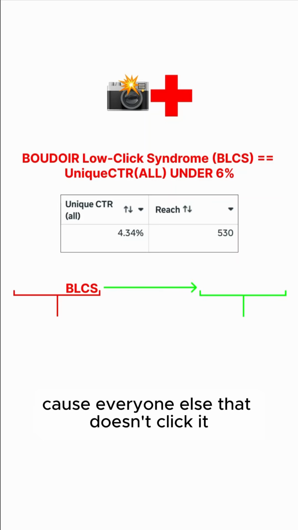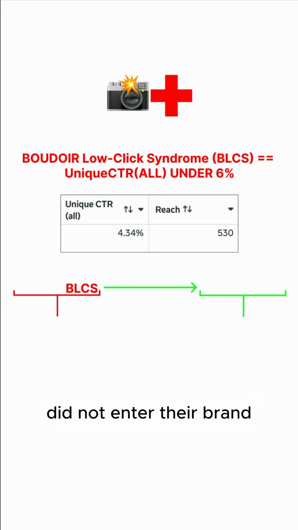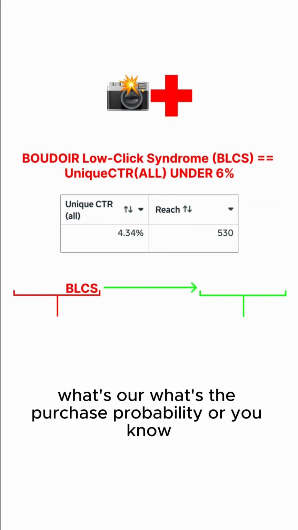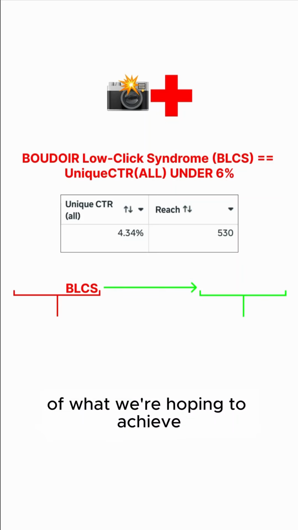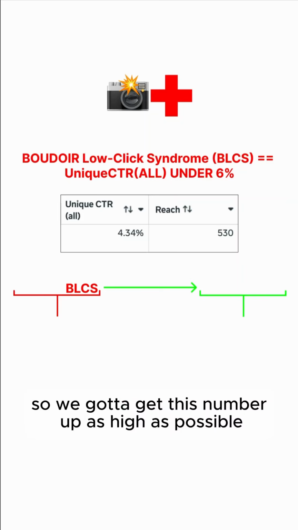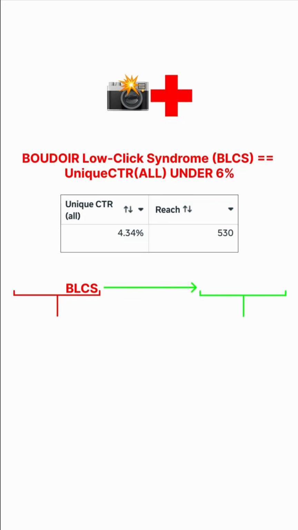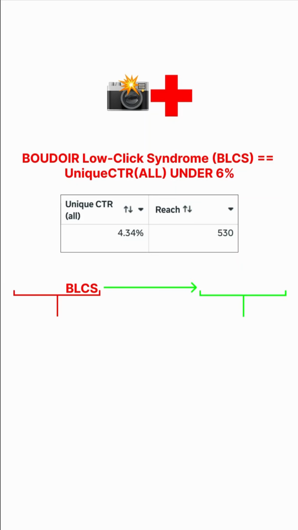Everyone else that doesn't click anywhere on the ad just scrolls right on by. Our ad did not enter their brain. They ain't never buying. So this is the purchase probability, the first leading indicator of what we're hoping to achieve. We've got to get this number up as high as possible. 6% is the absolute minimum floor. Anything under 6%, massive, massive, massive problem.